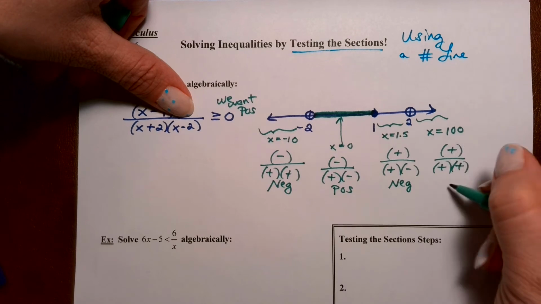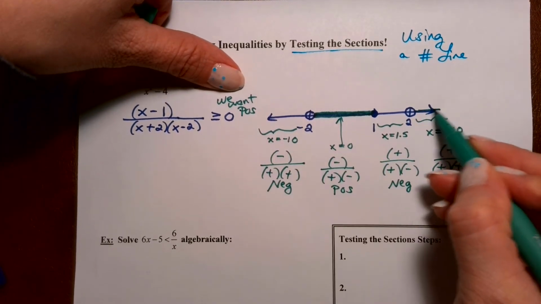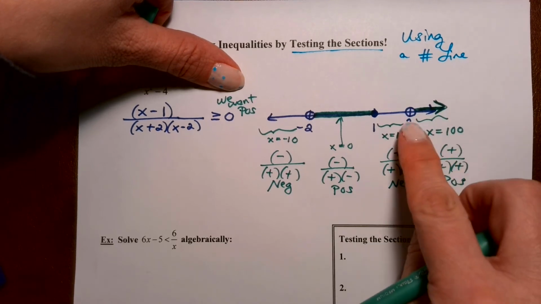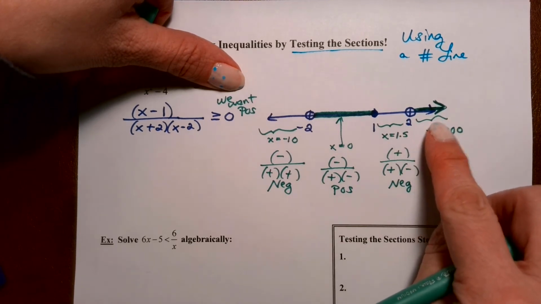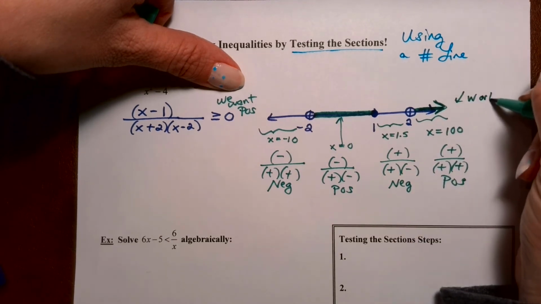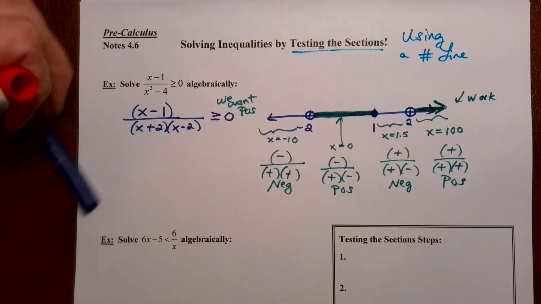Positive divided by positive makes positive, and we did want positive. So this section is full of answers. All the numbers greater than 2, like 3, 4, 5, 6, 7, are all going to work. Those numbers work.